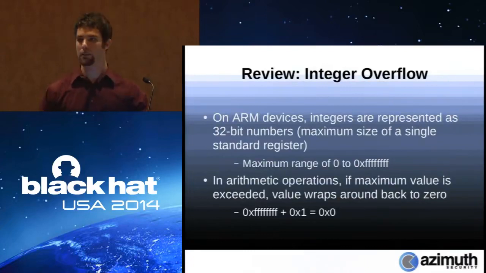Just in case, a quick review of the concept of an integer overflow. On ARM devices or other 32-bit devices in general, integers are represented as 32-bit numbers, which is the maximum size of a single standard register. So integers have a maximum range of 0 to hex FFFFFFFF, which is 2 to the 32 minus 1. During arithmetic operations, if this maximum value of an integer is exceeded, then the resulting value will wrap back around to 0. So in this case, if you add the largest integer possible with 1, you get 0.